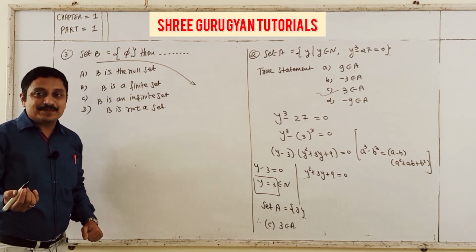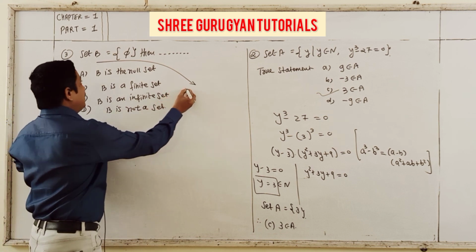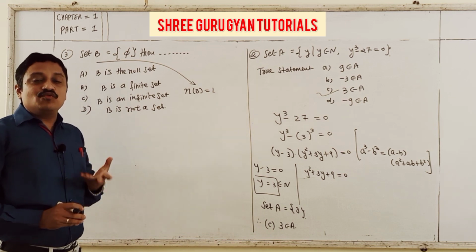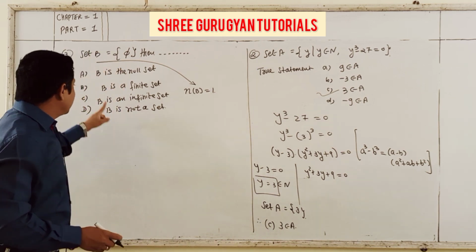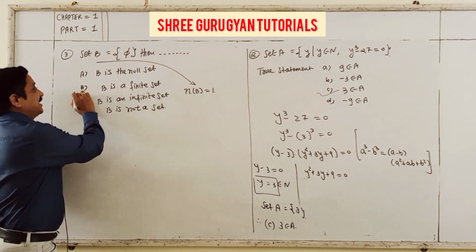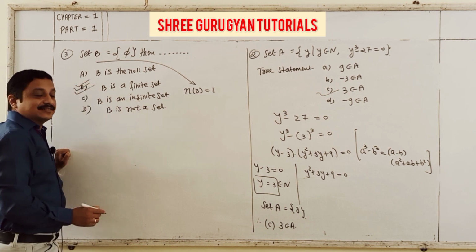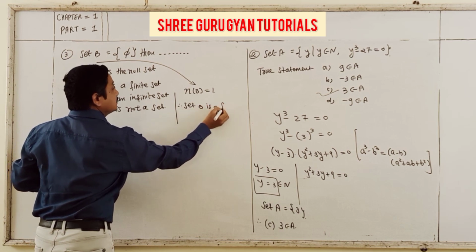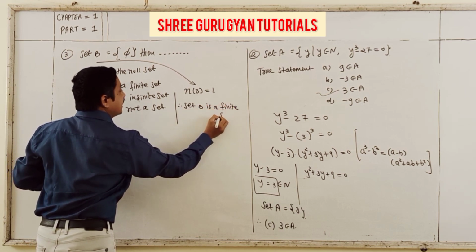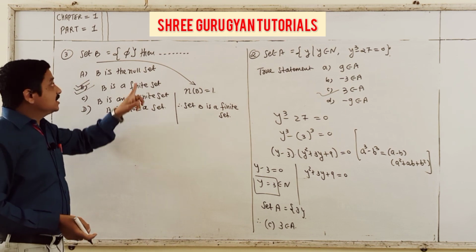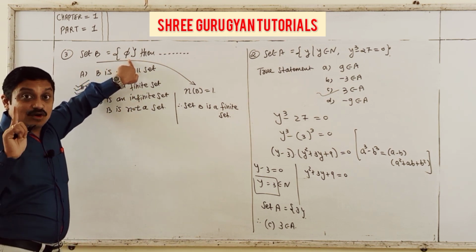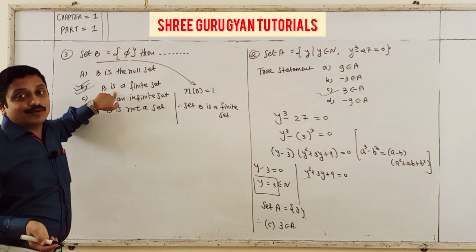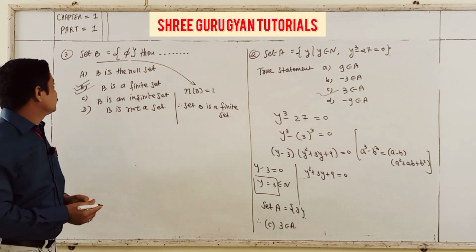Anybody? The number of elements in B is 1. And you find that there is 1 element. Therefore your answer is what? It is a finite set. That's your answer. Therefore set B is a finite set. You can't write that it is a null set. There is one element given in the set B. That's why we write B is a finite set.